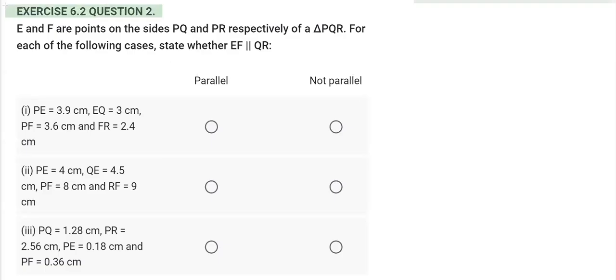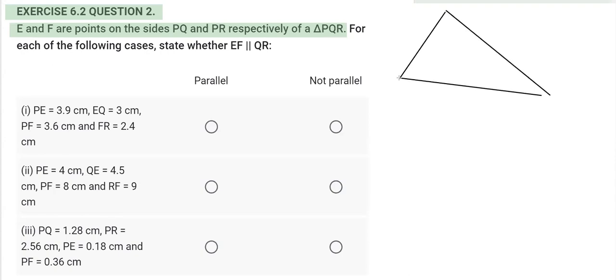In question number 2, exercise 6.2, it says E and F are points on the sides PQ and PR of a triangle PQR, respectively. So let's make a triangle first. I made a triangle here, and we have to take a point E over here and say F over here. Let's join them. Say this is triangle PQR, and E is on PQ and F is on PR.